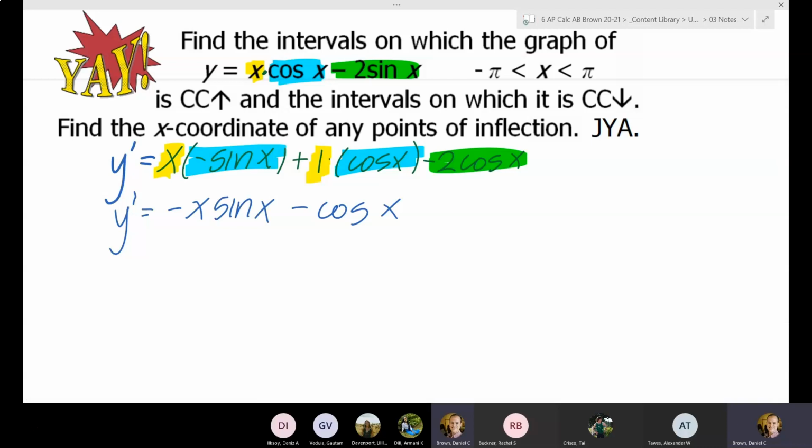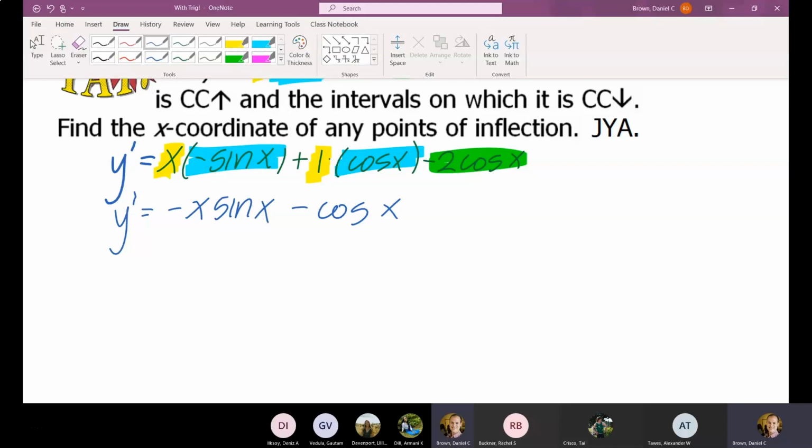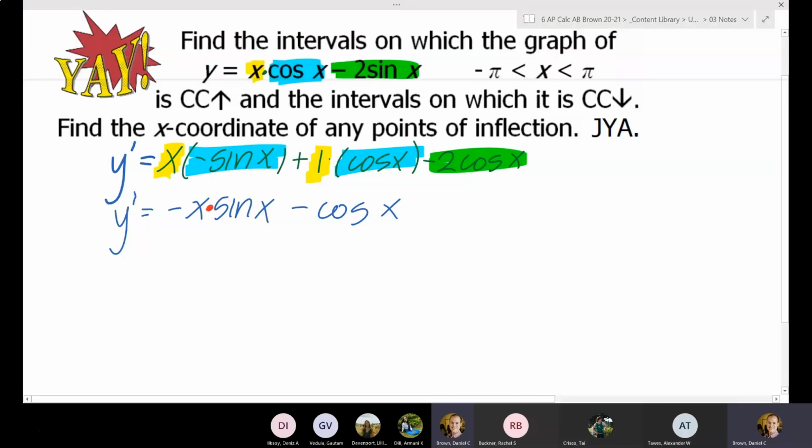Like this first term, I just rewrote it as negative x times the sine of x. But then those last two terms, I have a positive cosine, and I'm taking away 2 cosines. So what's left over is just minus cosine of x. So I would use this one if I want to do the intervals of increasing and decreasing. But I do want to make sure I'm doing concavity, so I'm looking at the second derivative.